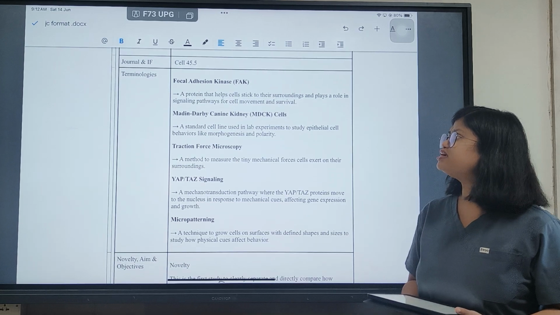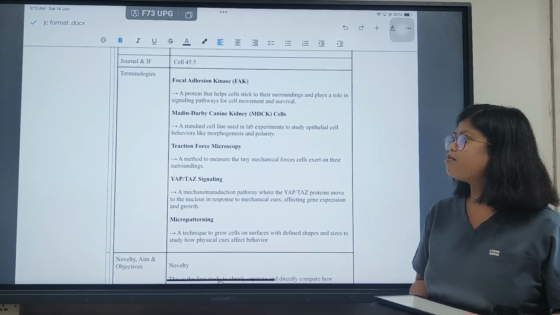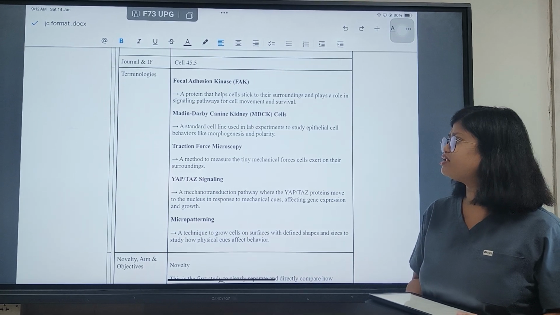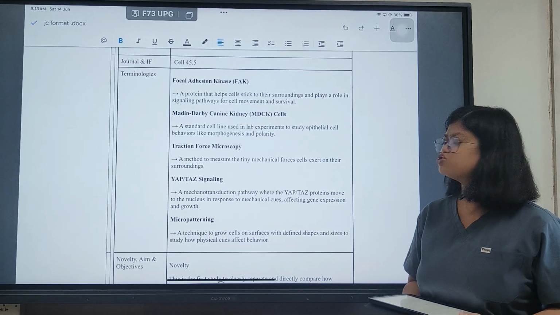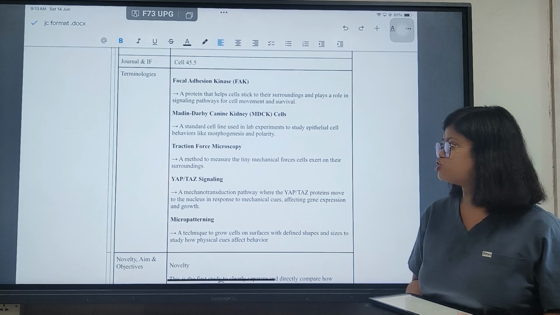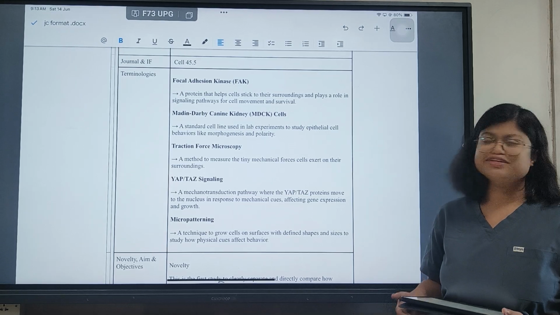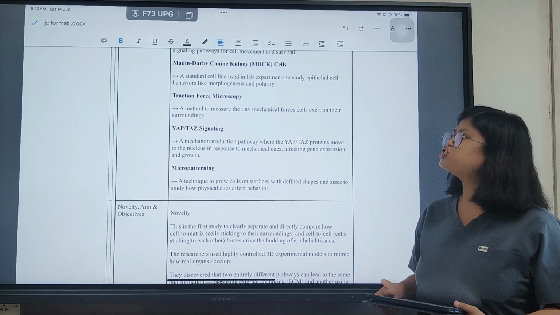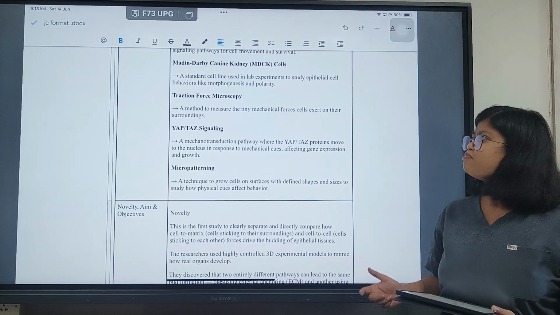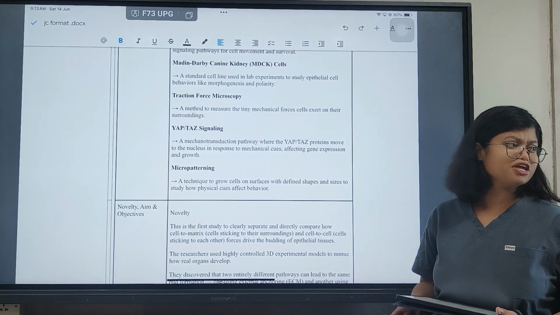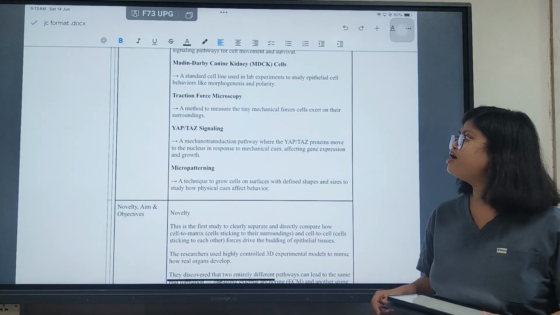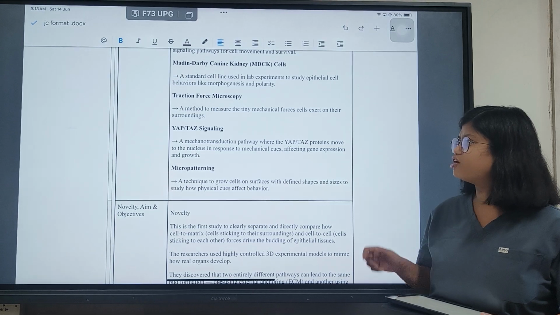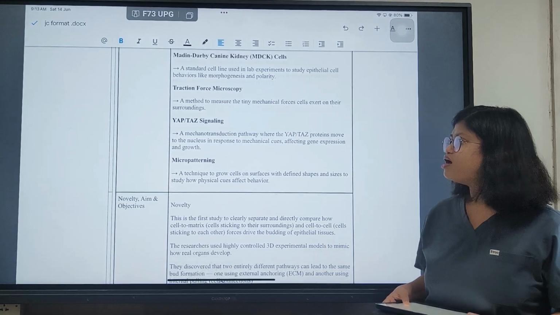The MDCK cell lines, these are the Madin-Darby canine kidney cell lines. These are commonly used in laboratory experiments to study epithelial growth and proliferation, morphogenesis, and how polarity develops between the cells. Traction force microscopy measures the forces exerted by the cells, whether between cell to matrix or cell to cell, and how these forces develop in the surrounding tissues.